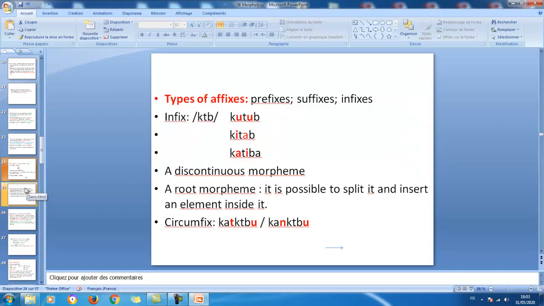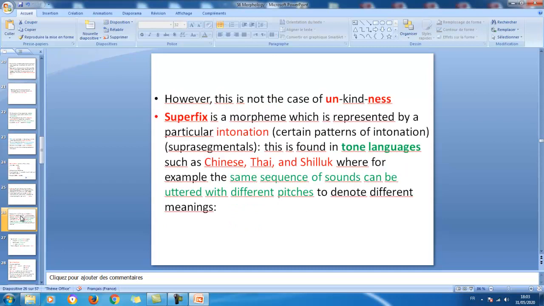Now, let's talk about another kind of affix. It's called superfix here. The superfix is a morpheme which is represented by a particular intonation, certain patterns of intonation. So we are here mainly referring to suprasegmentals, like stress, tones, pitch, and we have got others. This is found in tone languages such as Chinese, Thai, and Shilluk, where the same sequence of sounds can be uttered with different pitches to denote different meanings.